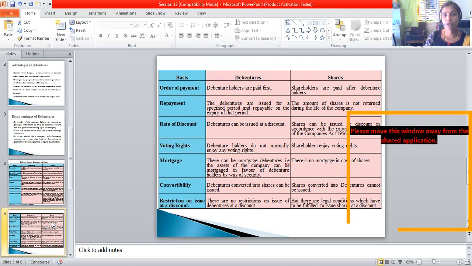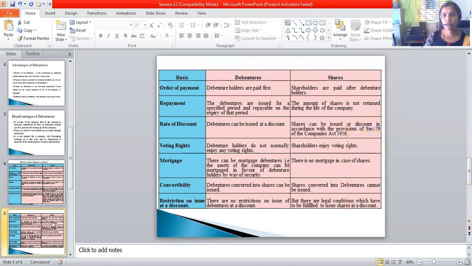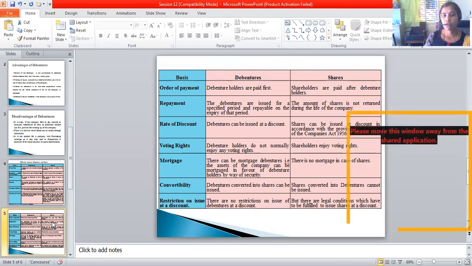The company cannot change the share capital composition in the balance sheet at any cost. Rate of discount. Debentures can be issued at a discount. Even shares can be issued at a discount in accordance with the provisions of Section 79 of the Companies Act 1956. Next is with respect to voting rights. The debenture holders do not have any voting rights. They are the borrowers of a company, whereas equity shareholders are the real owners of the company. They enjoy the voting rights.